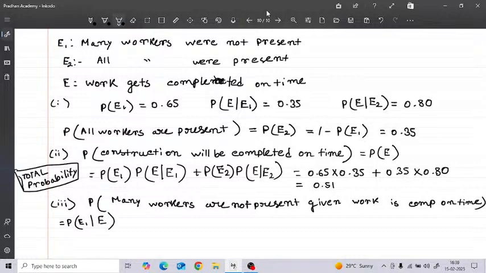That E bar E1 means construction is completed on time given that many workers are not present. But here it is asked that many workers are not present given that work is completed on time. We have to understand the difference between these two statements. This is very important. So in this kind of problem we have to use the Bayes theorem. That is probability of E bar E1 by Bayes theorem, probability of E1.